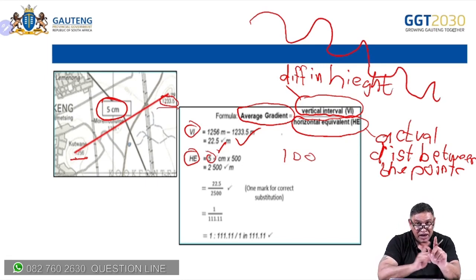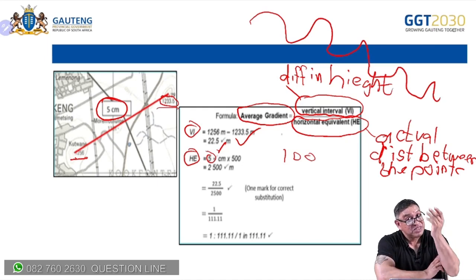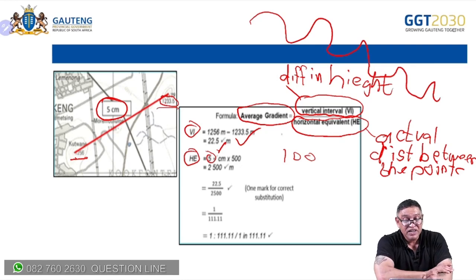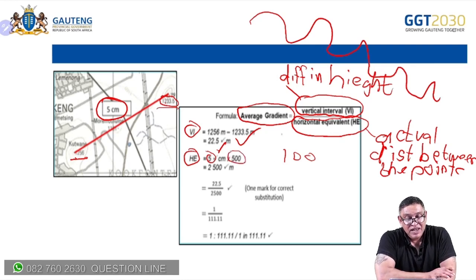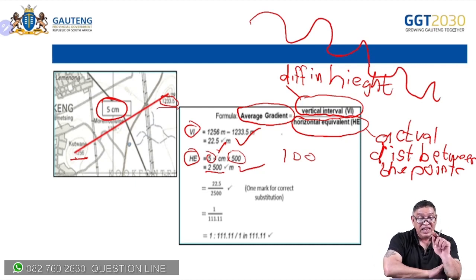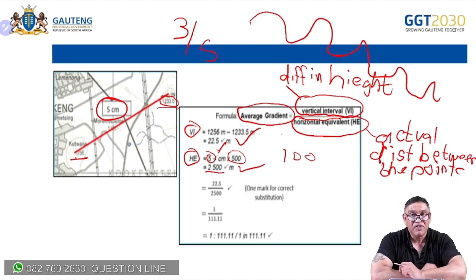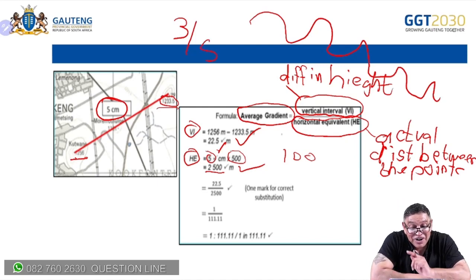Be careful so that you know exactly, because sometimes when we mark scripts, we find learners, because they don't focus on which map they use, use the wrong scale. They use 500 instead of 100. So if I multiply it by 500, can you see that, learners? And I work out the answer, I've got that. So by just working out my VI and my HE, I already scored 3 out of 5. Can you see that? Already 3 marks out of 5 marks.